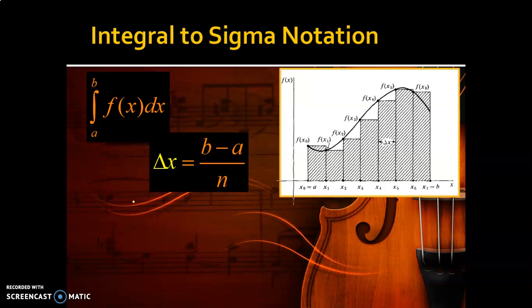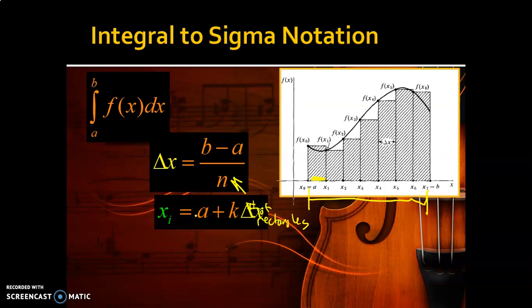Now, we're going to need 3 other formulas to help us. The first one is delta x, which is the width of each rectangle. So basically, to find the width of each rectangle, you take the total distance, and then you divide by the number of rectangles. So n is the number of rectangles.